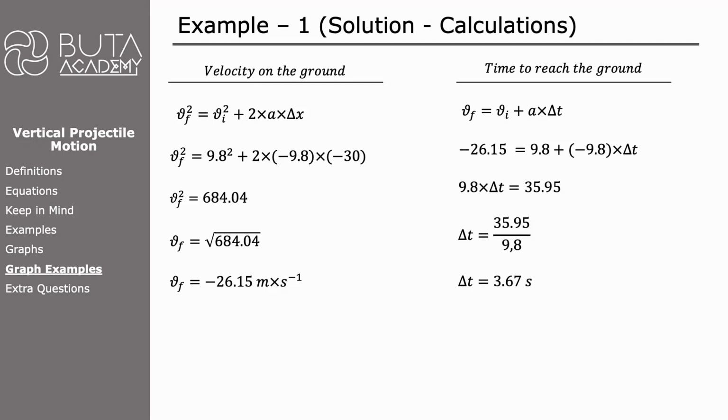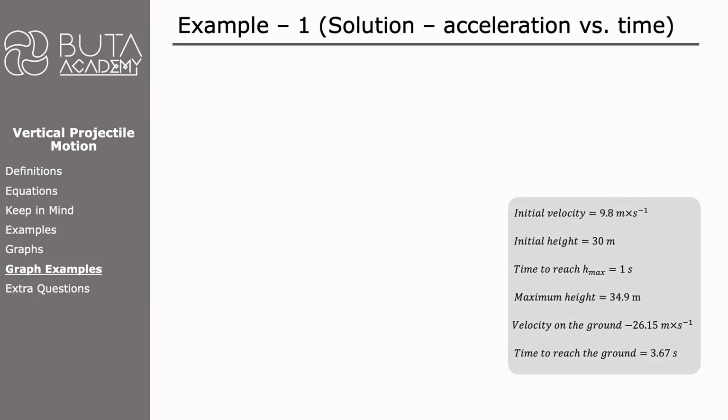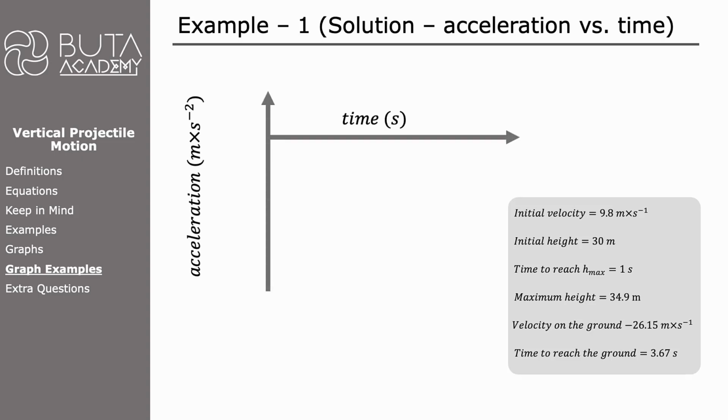Once done with calculations, we can now start to draw the graphs. We will do so by plotting the simplest one, the acceleration versus time graph. On the screen, we can see all the information required in this and the following steps. While drawing the graphs, it is important to label and indicate the units of each axis. During vertical projectile motion, the acceleration of the ball remains constant. It is minus 9.8 meters per second square. It will remain so until the ball hits the surface after 3.67 seconds from its launch.